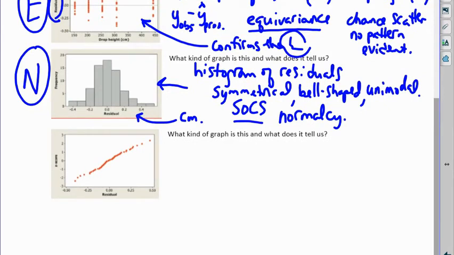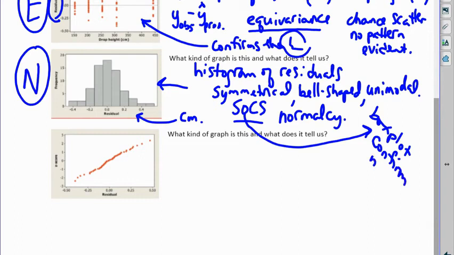In order to make sure that there are no outliers, I would run a quick box plot, and that would confirm no outliers.